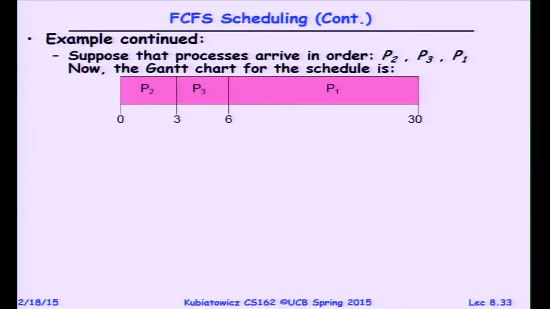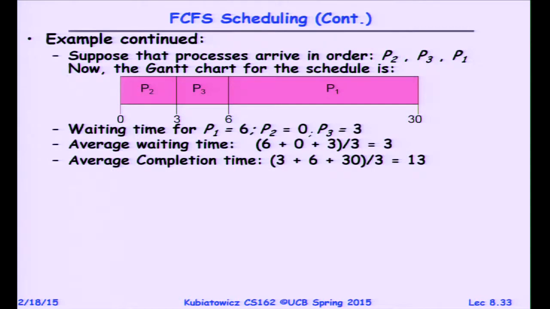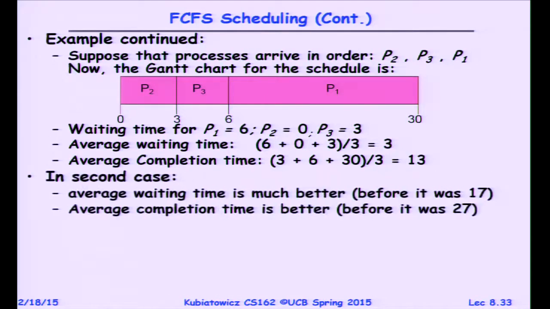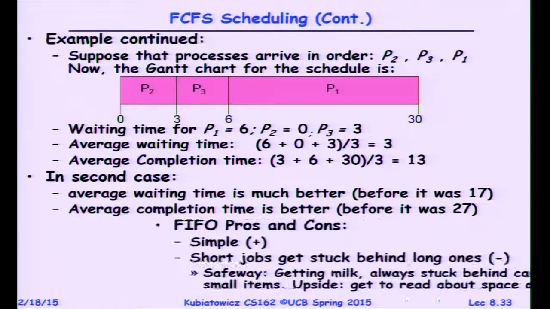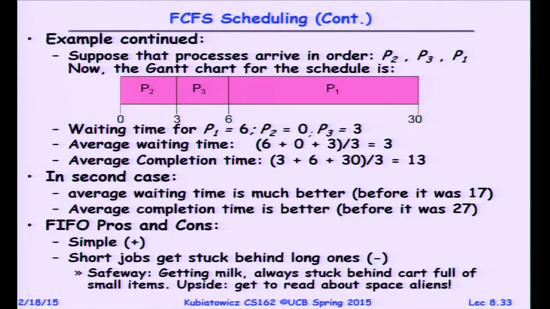Okay, and what's interesting about first come, first served scheduling is here's a different schedule of the same processes where I take P2 and P3 first and then P1. Notice that the average times are all shorter. So in fact, everybody's kind of happy here. Okay, and in the second case here, average wait time is much better. Before it was 17. Average completion time much better. Before it was 27. And the pros and cons here is it's simple for FIFO, but the short jobs get stuck behind the long ones, and this is the Safeway analogy of trying to get milk.